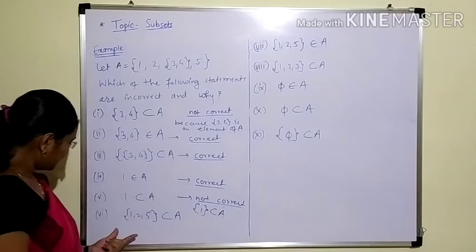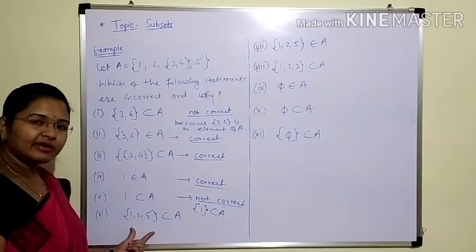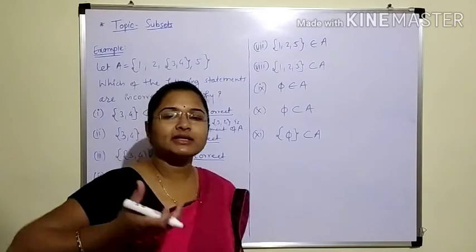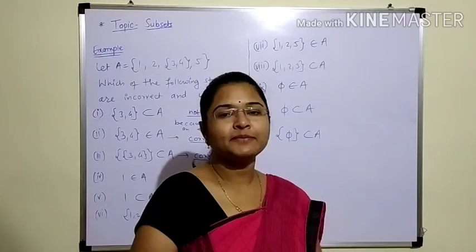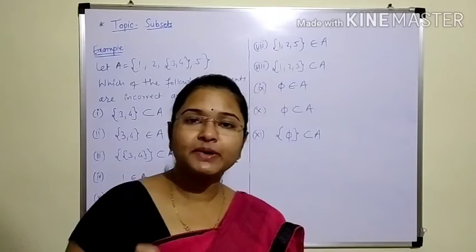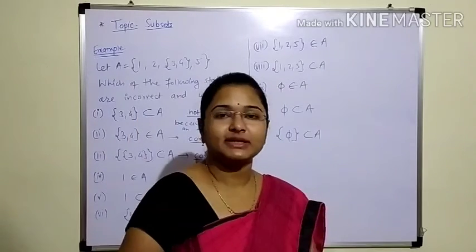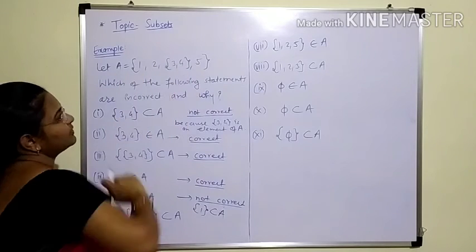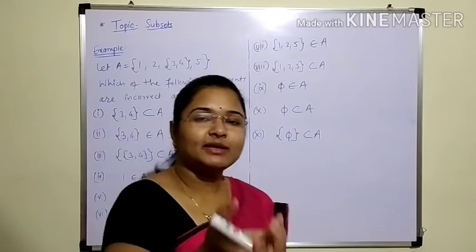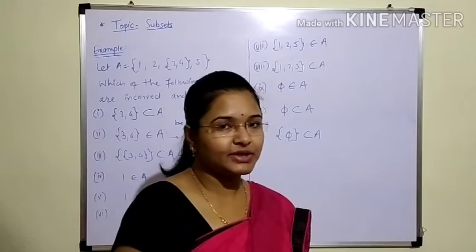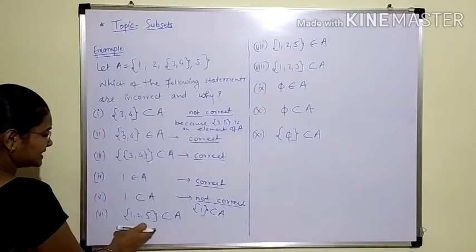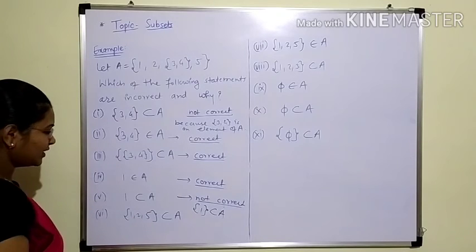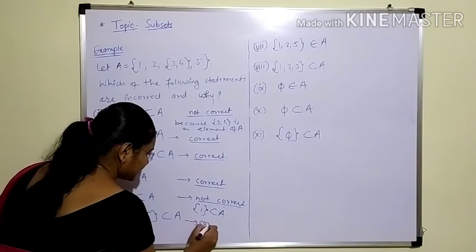Understood? Now the sixth question, the set having elements 1, 2, 5 is a subset of A. See student, when we take any subset of the original set, then that subset should be an element of the power set. Understood? So here set A has elements 1, 2, 5. So the set containing the elements 1, 2, 5 is a member of the power set of A. So clearly this will be a subset of A. So this is a correct statement.